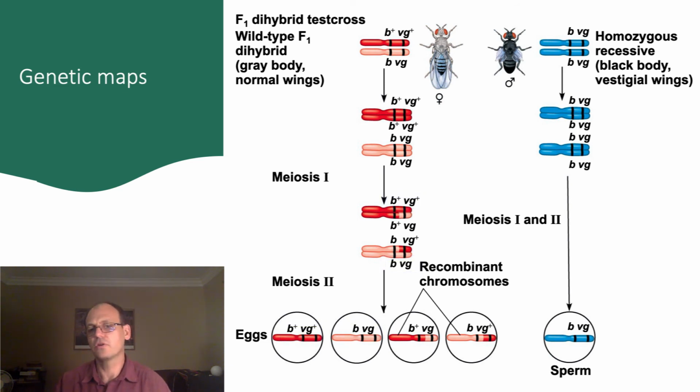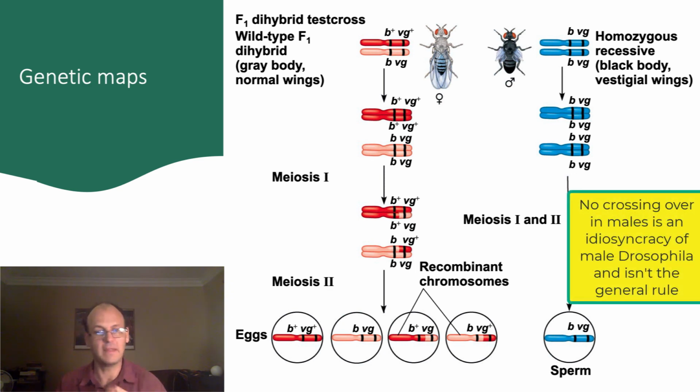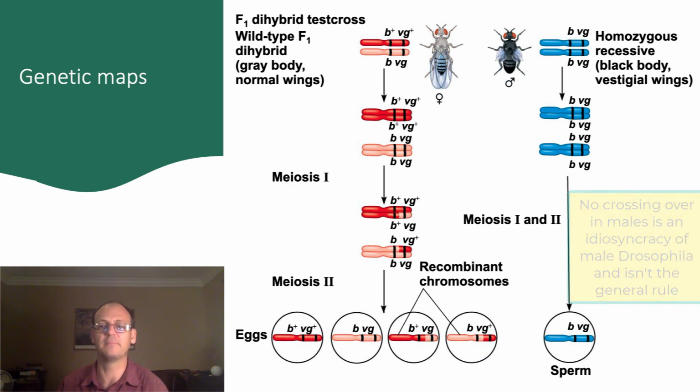Notice that there's no crossing over in the tester because it's a homozygote at both loci. So even if there was crossing over, you wouldn't know about it. As a technical note, there's actually never any crossing over in male Drosophila, a fact that can make carrying out experiments like this easier. However, crossing over is generally the rule in diploids, so this is an oddity of Drosophila.